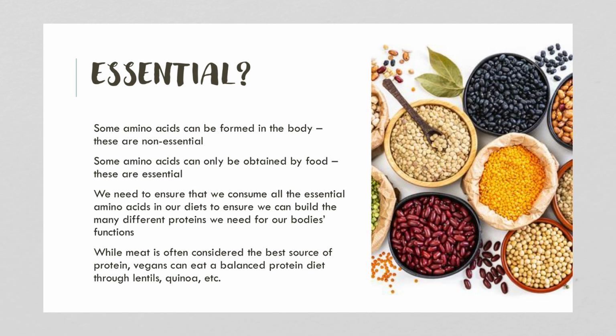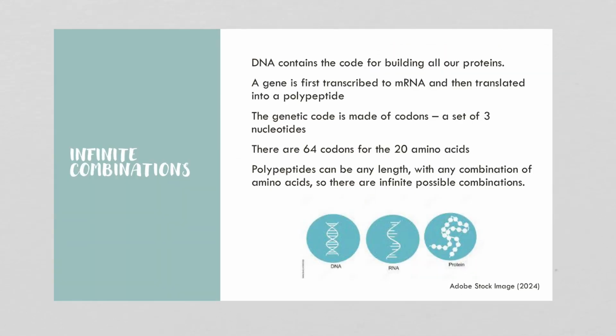While meat is often considered the best source of protein, vegans can eat a balanced protein diet through lentils, quinoa, and so on. They just have to ensure that they are getting sufficient protein in their diet. That being said, even meat eaters could be missing some of the essential amino acids or some of the other important vitamins and minerals that are found in fruits and vegetables if they only ate meat. There are infinite number of combinations of amino acids and an infinite number of lengths of amino acids. So there are so many different potential proteins out there.